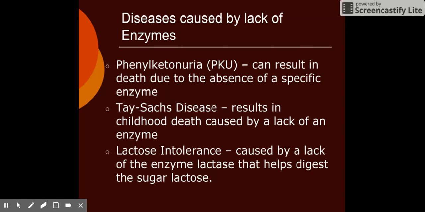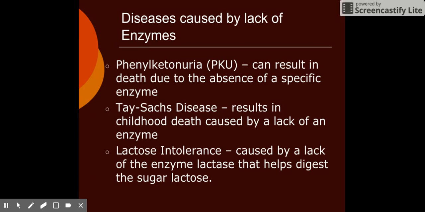Now, just to give you some idea of ways things kind of go wrong in the body, diseases caused by a lack of an enzyme. Phenylketonuria is an example. You might have heard of this. It's called PKU. Some food labels will show phenylketonuria on the food label so that people who have PKU know not to eat that particular food. It results in death due to the absence of a specific enzyme.